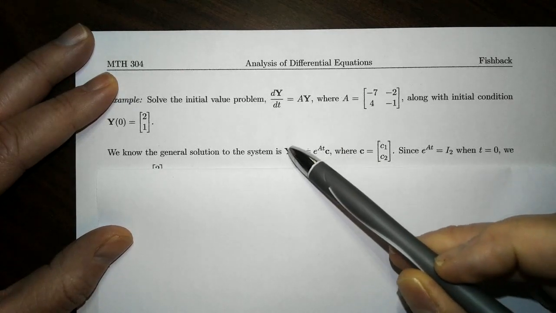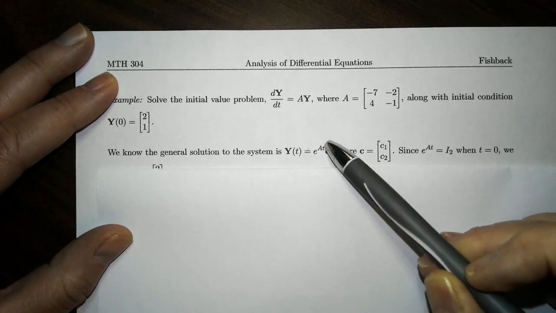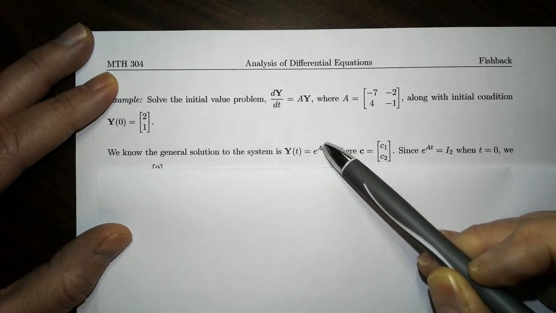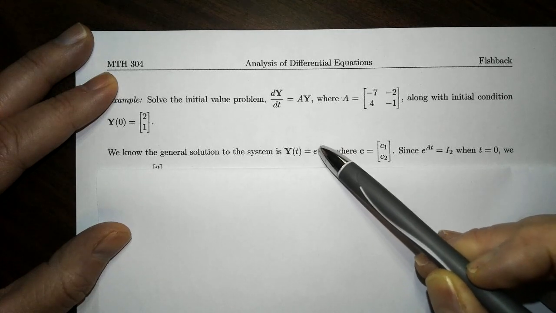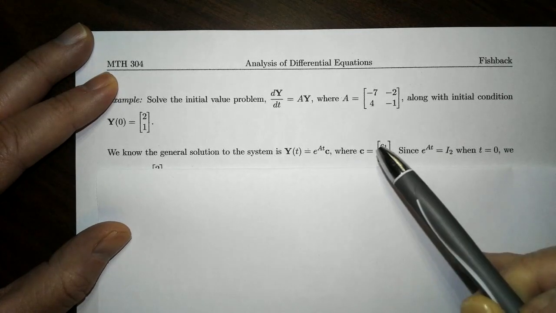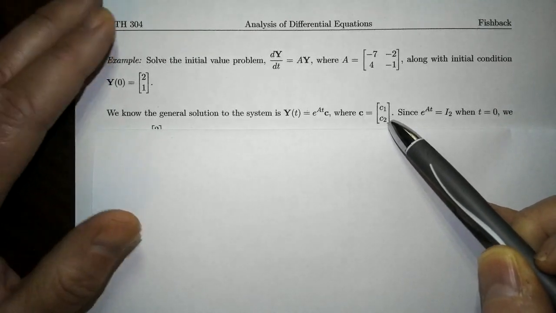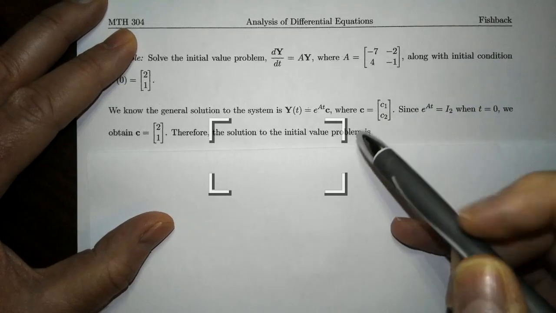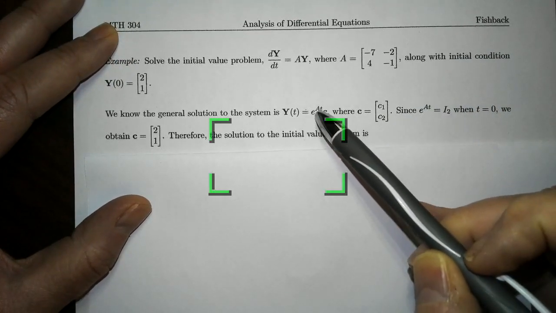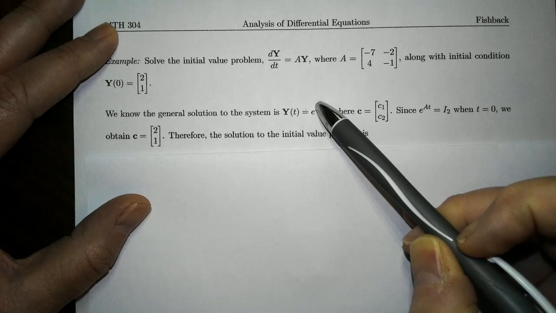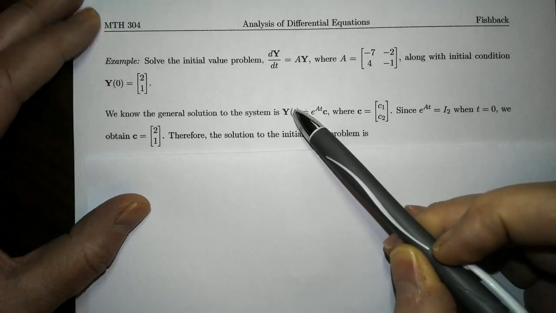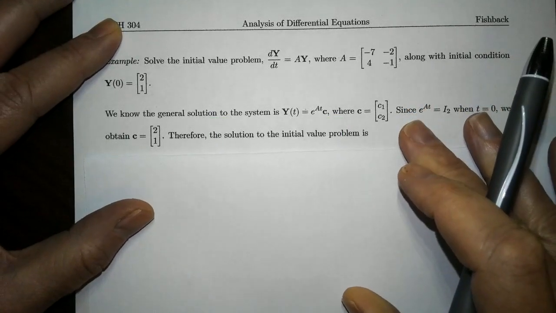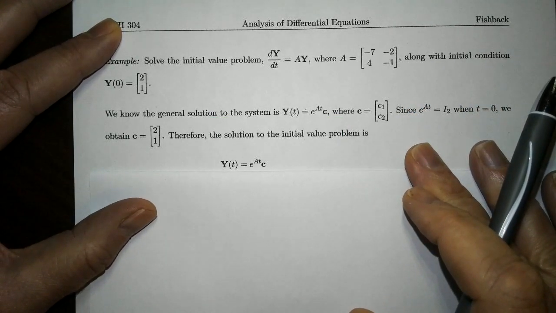Now if we substitute 0 in for t, e to the At becomes just the identity matrix. If t is 0, we have basically the 0 matrix up here, so we get e to the 0 matrix, which is the identity matrix. So if we substitute 0 in for t, this becomes the identity matrix, and this becomes our initial condition, 2, 1. So the vector C is, in fact, equal to our initial condition, 2, 1.